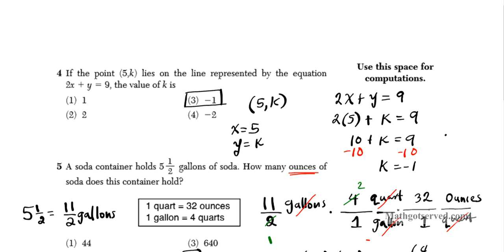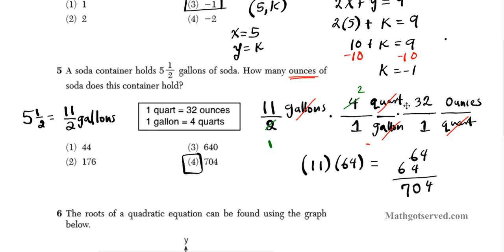So for question 4, you're asked to find, if 5, k lies on a line, then what's the value of k? Any point that lies on a line, if you plug it into this equation, you're going to have a true statement. So all you do is plug in 5 and k into this equation, 5 for x, k for y, and you have 2 times 5 plus k equals 9. You solve it using the procedures of algebra, and you end up with k equals -1.